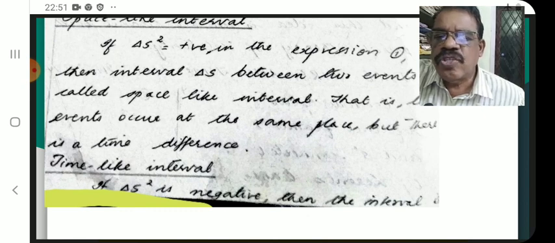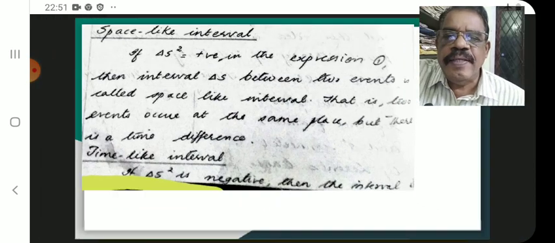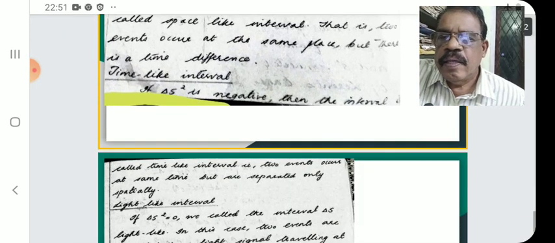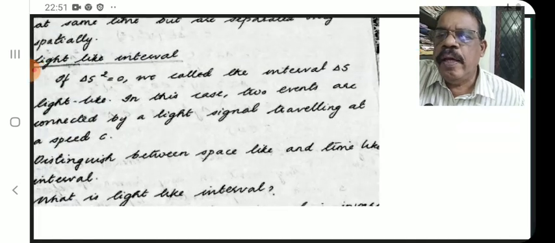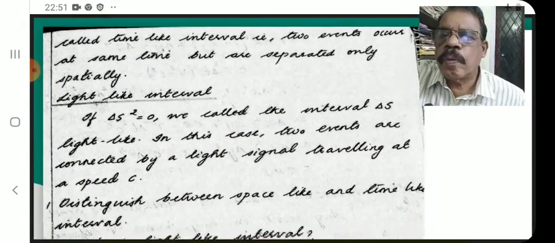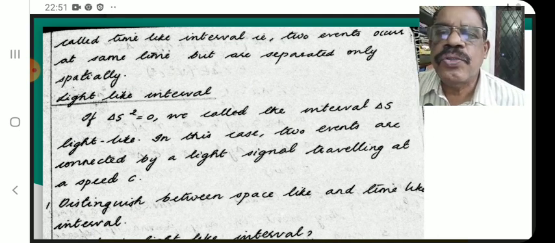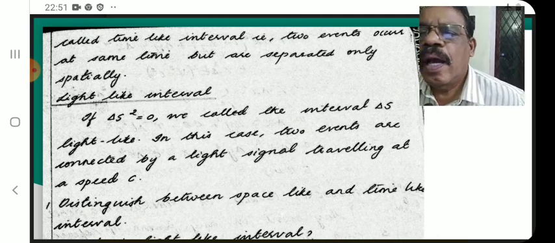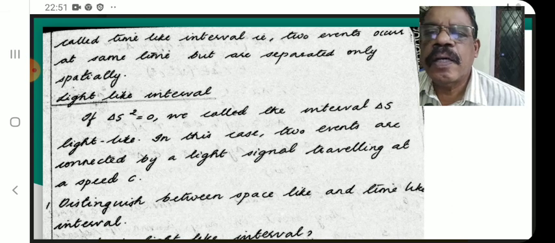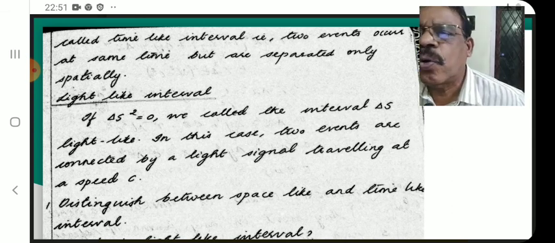If delta s square is negative, previously it was positive, then the interval is called time like interval. That is, two events occur at the same time but are separated only spatially.